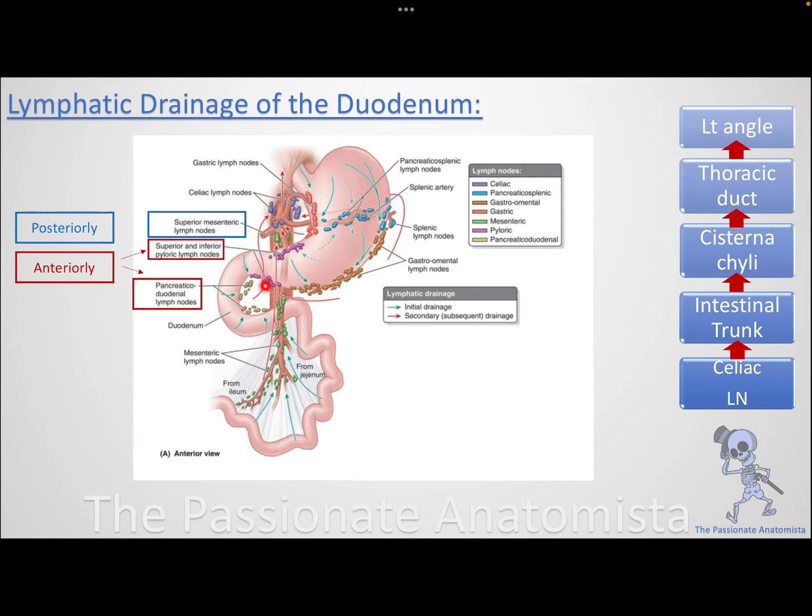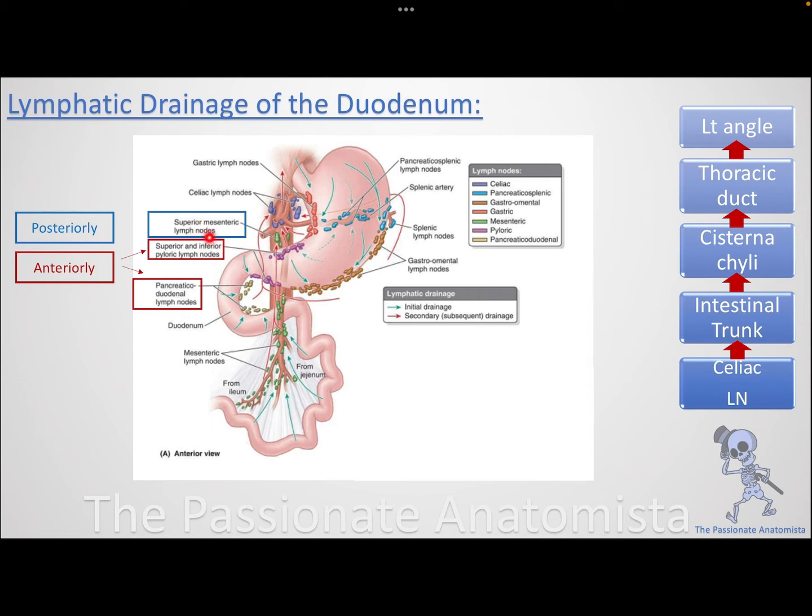The leftover two groups of lymph nodes, which are the pyloric and the pancreatico-duodenal, not only drain lymph from the pancreas, they also drain from the duodenum. So this is anteriorly. But posteriorly, it drains into the superior mesenteric, because remember that the inferior pancreatico-duodenal artery was a branch of the superior mesenteric artery. So the posterior part of the duodenum drains into the superior mesenteric lymph node.